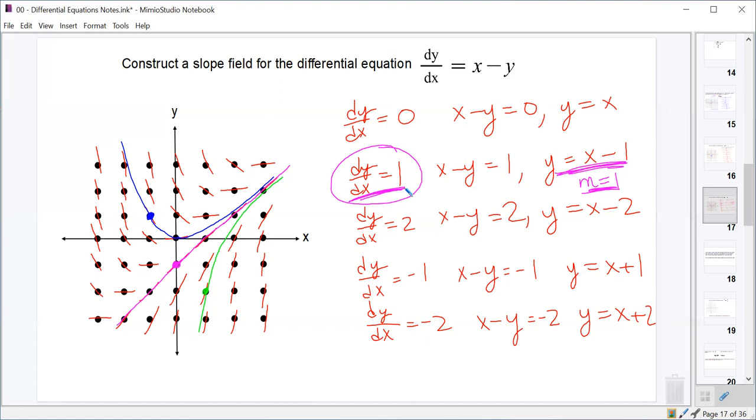So we can see that with these other ones, like here, the slope is 1, but over here, we're plugging in slopes of 2. So that's not going to be an asymptote. But if it just so happens that this line was y equals 2x minus 2, then its slope would be 2, and our dy dx would be 2, and that would create a slant asymptote there.